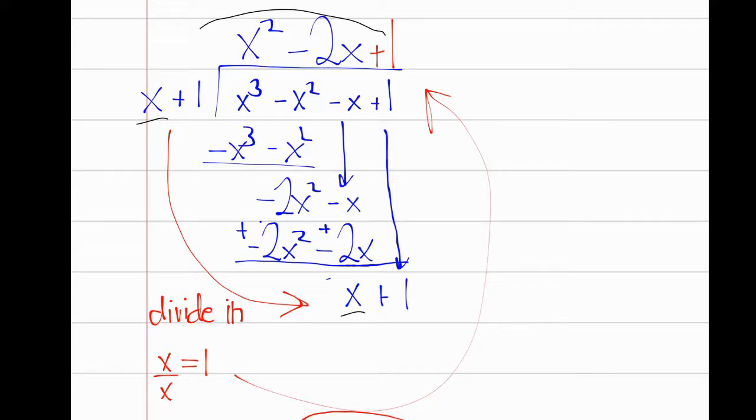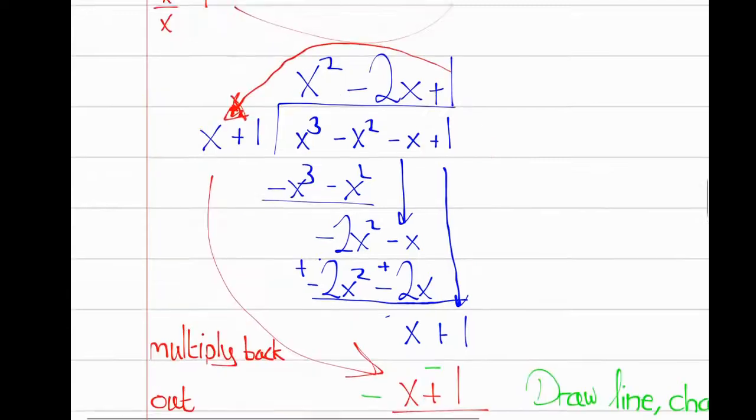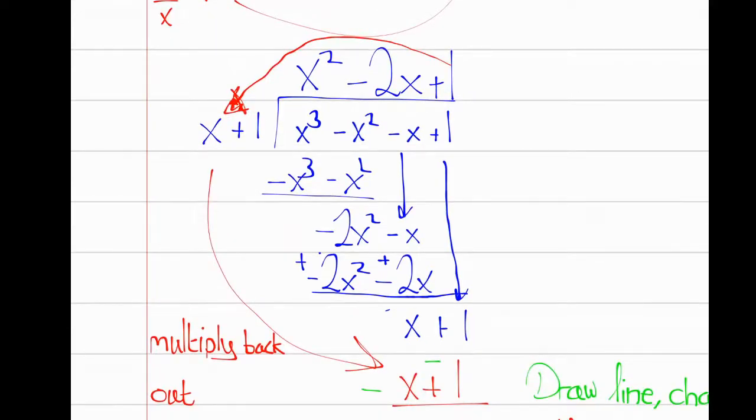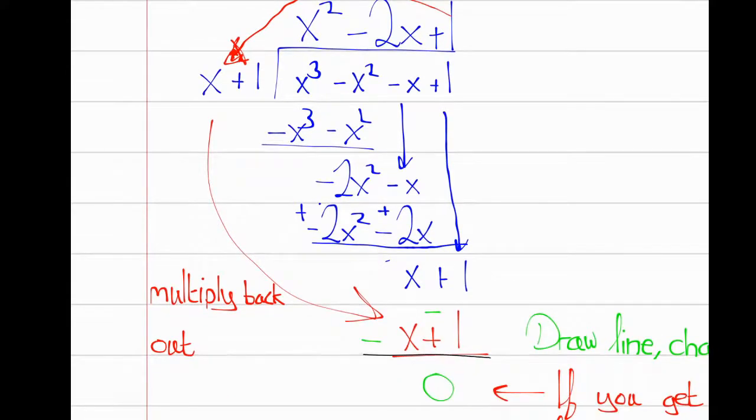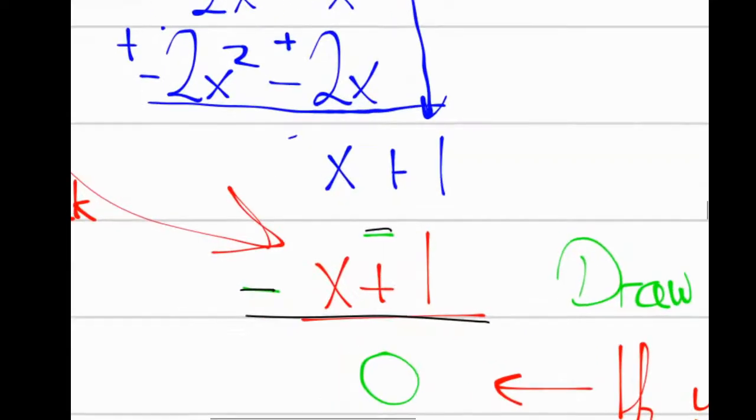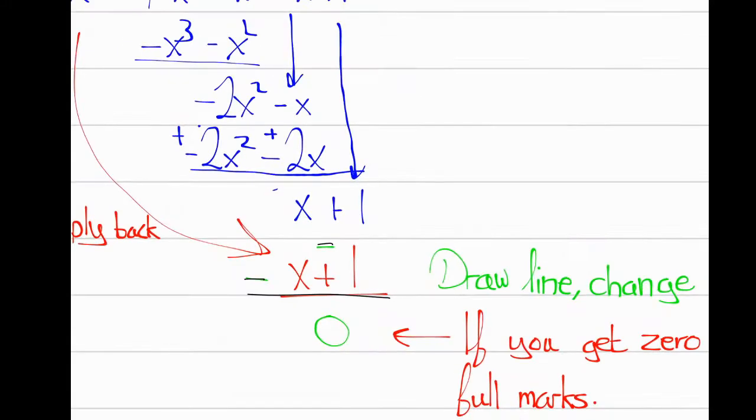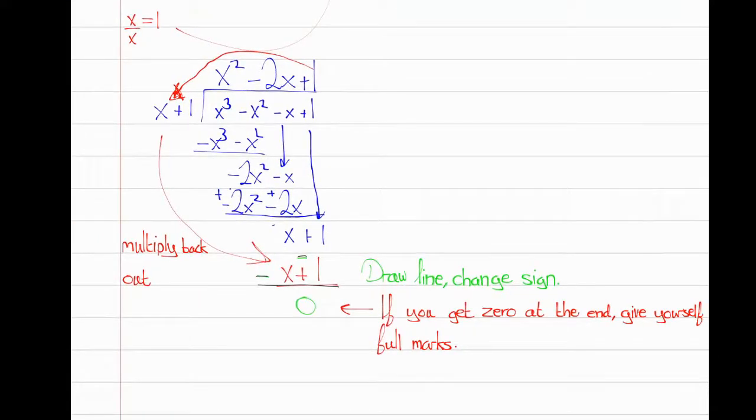We then multiply the 1 back out by all of this. In doing that, we're going to get 1 times x is x. 1 times 1 is 1. Draw your line, change the signs, they both become negative. We get 0. If you get 0, you are fully correct. If you do not get 0, you've made a mistake and you need to go back and see where you've gone wrong.